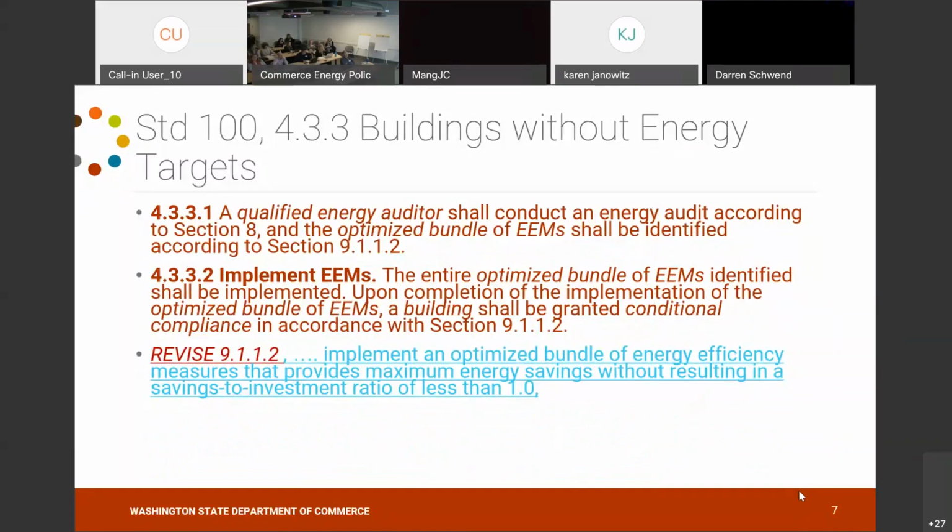Now, for buildings without energy targets, because you don't have a target to compare to, you don't know if you're under or over. The way you implement is you do energy audits and you adopt all the cost-effective measures you can find. And there's a little more flexibility in how this is applied, which we've discussed in an earlier meeting. We'll probably discuss it more later. But basically, this isn't an or statement anymore. It's implement an optimized bundle. We're going to do everything that's cost-effective in that situation if your building does not have a target.